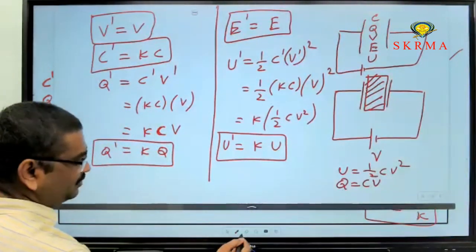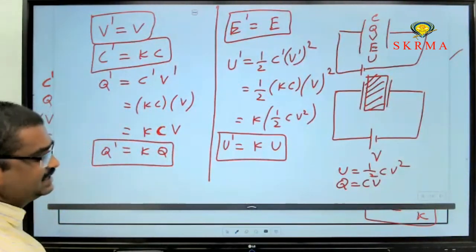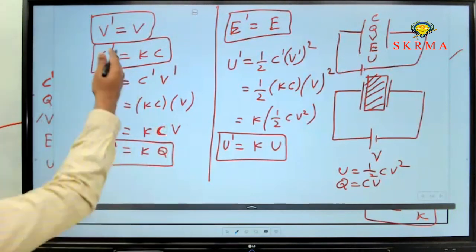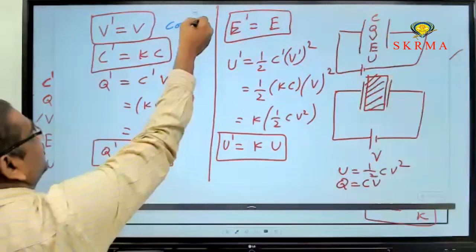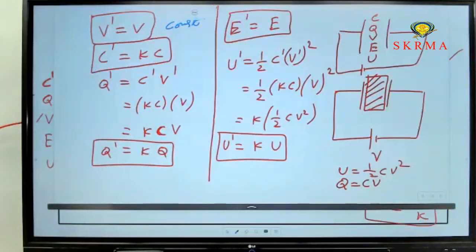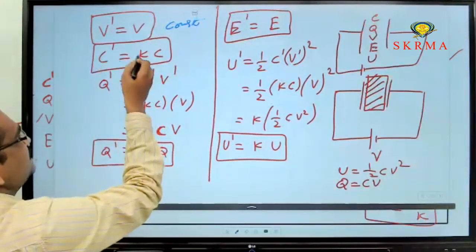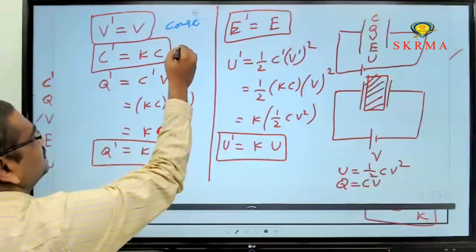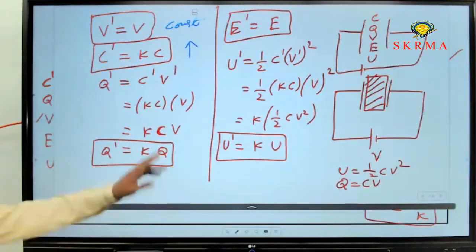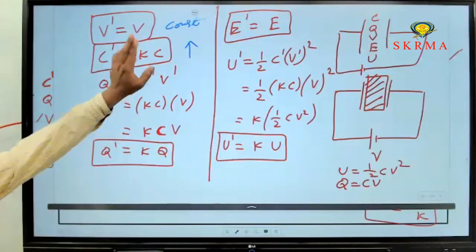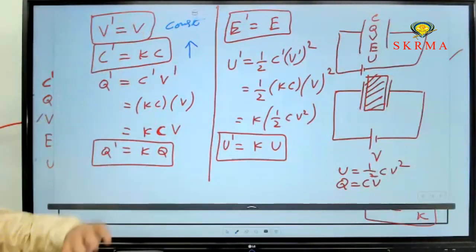Now, can you conclude about whether it is increasing or decreasing? Potential V dash equal to V. So, it should be constant. In this process, potential is constant. Now, next one, capacitance. C dash equal to K into C. That means capacitance is going to increase. So, we are multiplying C with K, na? So, capacitance is going to increase.